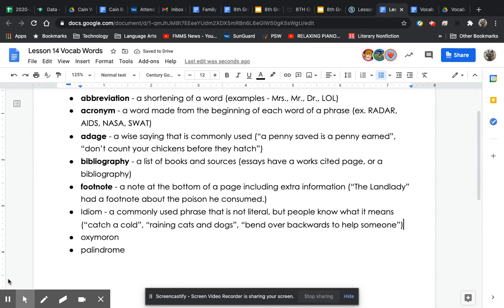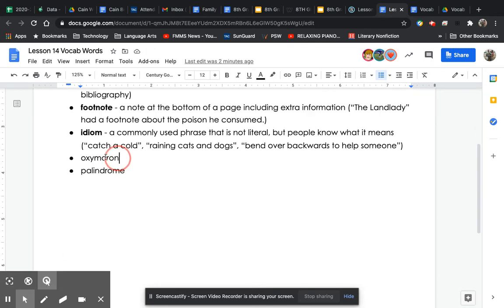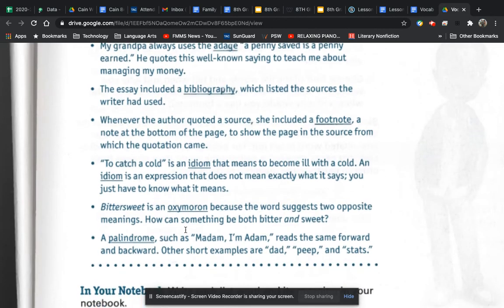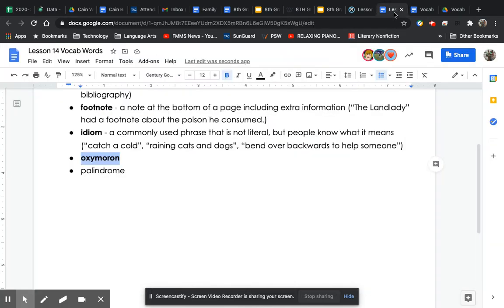That would hurt also. So an oxymoron, if we look at the example that the book gives us, it says bittersweet is an oxymoron because the word suggests two opposite things. How can something be bitter and sweet? So just like we were saying, jumbo shrimp, how could something be jumbo but also quite shrimpy? And when you say, well, you're pretty ugly, you can't be pretty and ugly at the same time, right? So an oxymoron is an expression that has two opposite meanings.